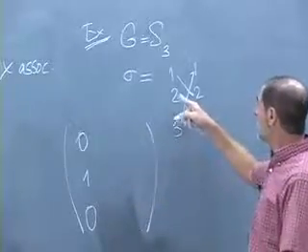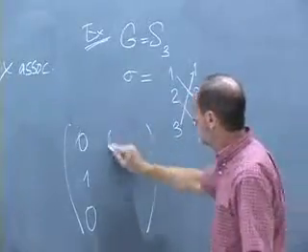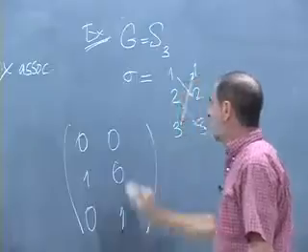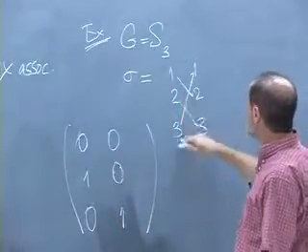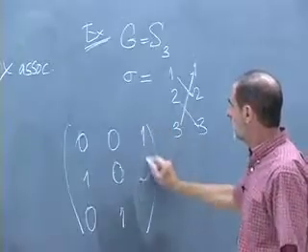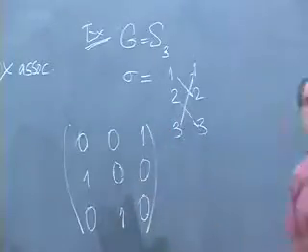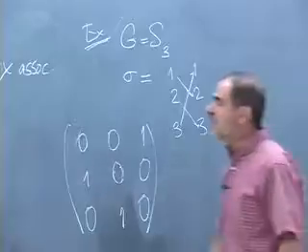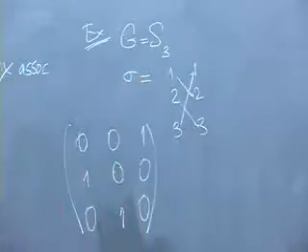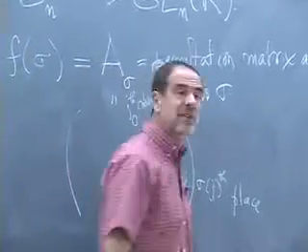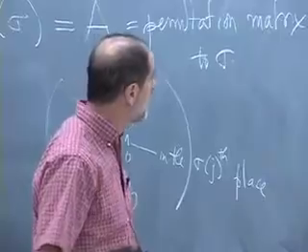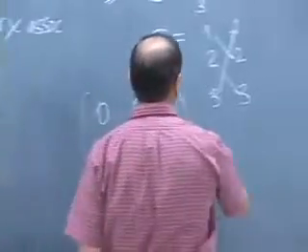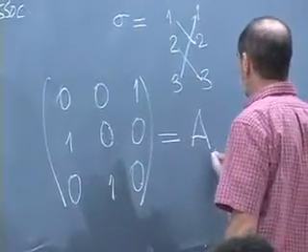In the second column, you see where it takes 2. It takes 2 to 3. So you put a 1 in the third place. And in the third column, you see where it takes 3. It takes it to 1, so it looks like this. So not only does every column have just a 1 in it and the rest zeros, every row has just a 1 in it and the rest zeros, because it has to go to somewhere. And it's a permutation. So this would be the matrix A sigma.